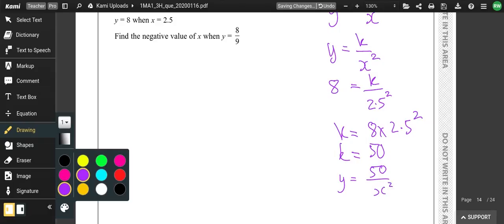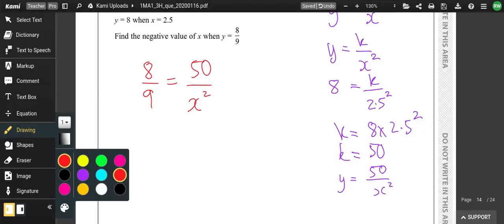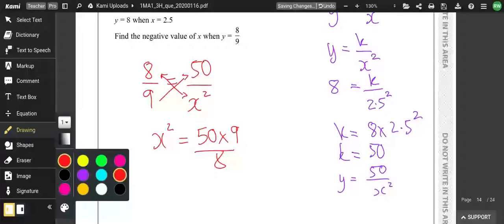Now find the negative value of x when y equals 8 over 9. So we're going to substitute 8 over 9 in for y and try and find x squared. So times by x squared, we can cross multiply and cross divide. So we're going to do 50 times 9 over 8, because we've switched these around and took that up there. So 50 times 9, 450 over 8.